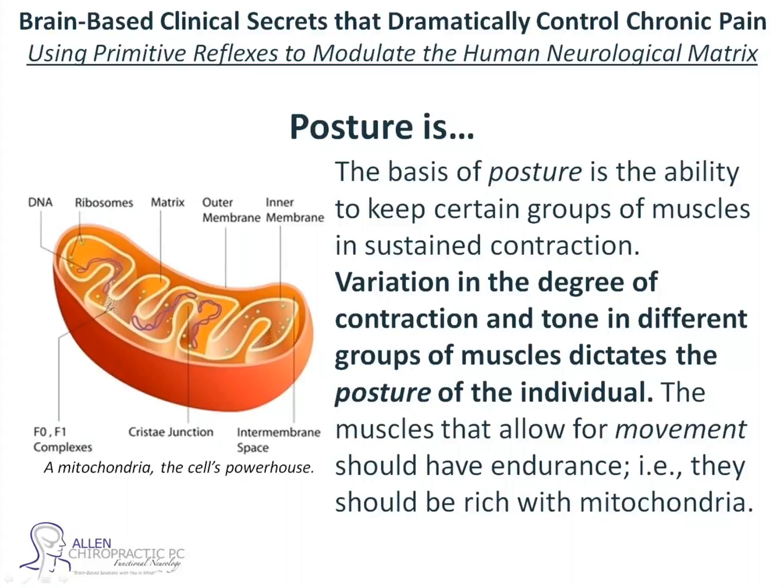The basis of posture is the ability to keep certain groups of muscles in sustained contraction. Variation in the degree of contraction and tone in different groups of muscles dictates the posture of the individual. The muscles that allow for movement should have endurance, that is, they should be rich with mitochondrial endowment. And it's that mitochondria that allows for the production of ATP so the muscles can do their work and relax.